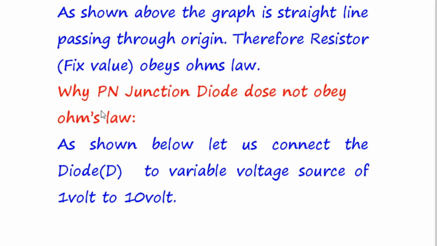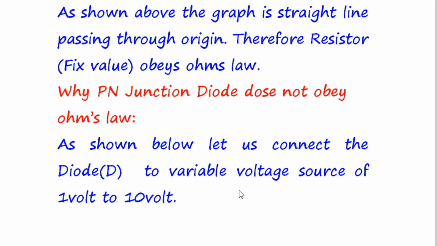Now let us proceed. Why does the PN junction diode not obey Ohm's law? As shown below, let us connect the diode D to a variable voltage source of 1 volt to 10 volt. The same experiment we will do with the diode, whatever we have done with the resistor.